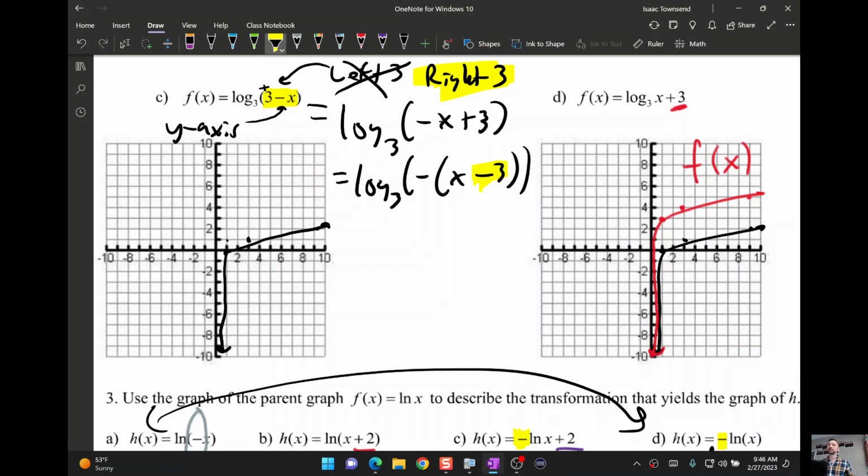Now, you won't have a calculator on the quiz or the test, but you're welcome to graph that if you have one with you today, if you want verification. So I could flip this guy over the y-axis. And then go right 3.